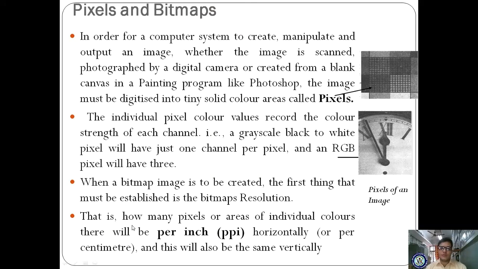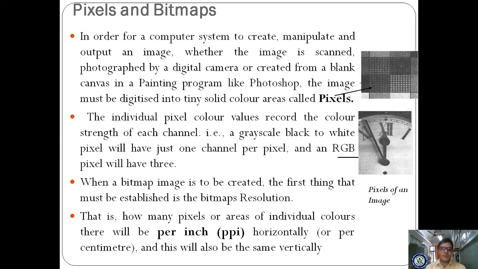The individual pixel color values record the color strength of each channel. So if you put different pixels with different colors, then the strength of each channel is based on the values of the color you are using. A grayscale black to white pixel will have just one channel per pixel. If you are using a black and white picture, then you are using grayscale black to white, so it acts as one channel per pixel, and an RGB pixel will have three. So that is the combination of your pixels.